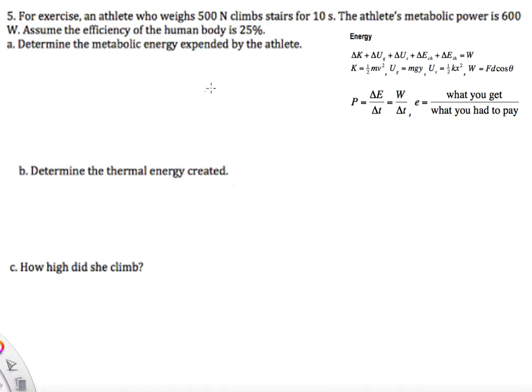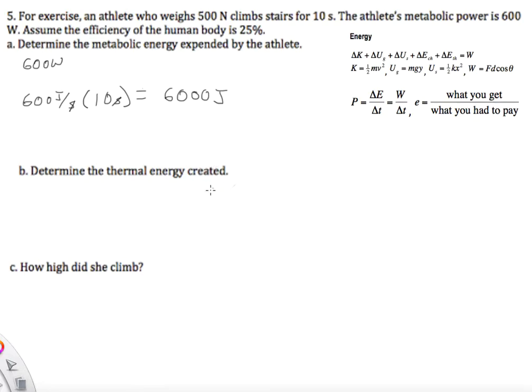Alright, so we can figure this out from looking at her power and the amount of time she's climbing for. So we know her power is 600 watts, and let's rewrite that as 600 joules per second. And she does that for 10 seconds, and we can see in our dimensional analysis, seconds cancel to give us 6,000 joules as the metabolic energy expended by the athlete.